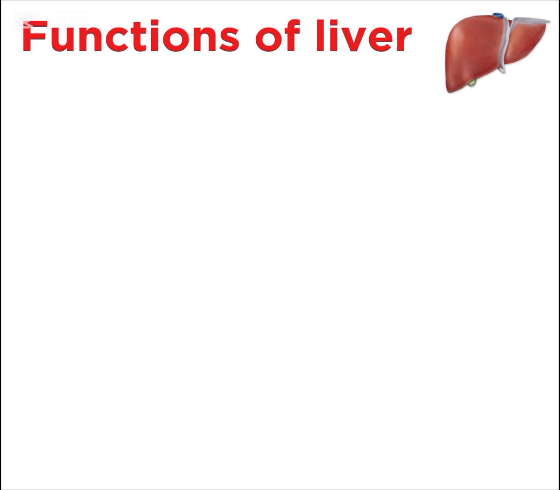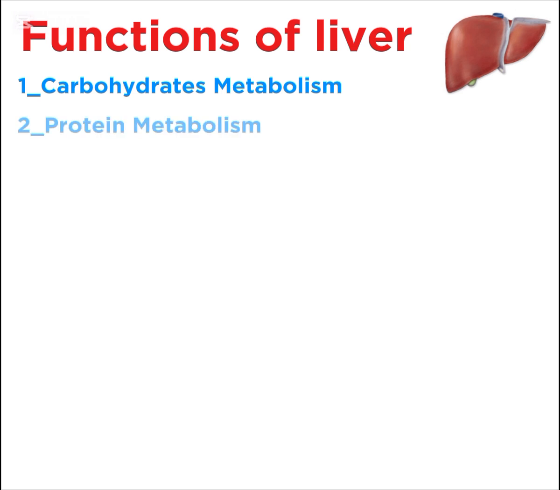Let's summarize the functions of the liver. Liver performs various important functions which include carbohydrate metabolism. Liver helps in maintaining blood glucose level by glycogenesis, glycogenolysis, and gluconeogenesis. Protein metabolism, which includes deamination, transamination, and production of plasma proteins such as clotting factor, albumin, etc.